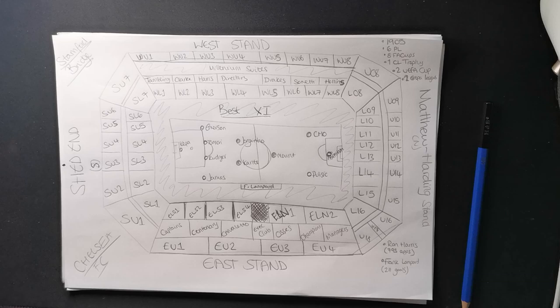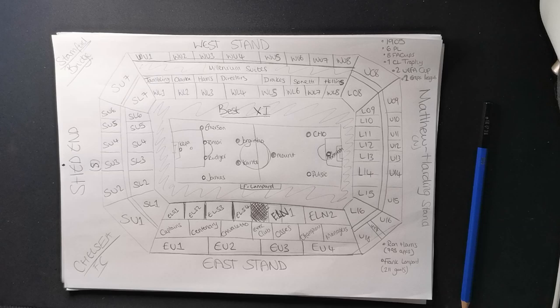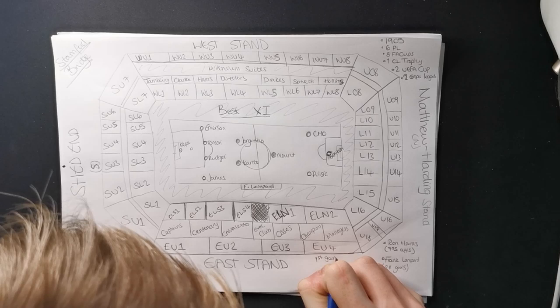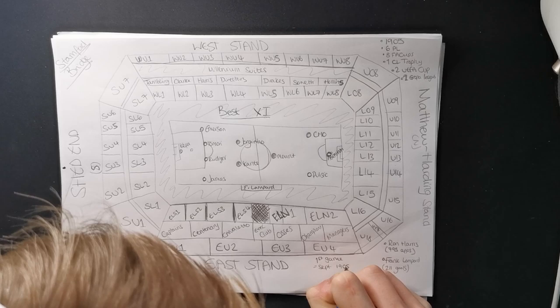When did we first win the league? First league title was in 1955. There we are, Chelsea FC timeline. First game on Stamford Bridge is played in September 1905. So, first game equals September 1905. Clubs promoted to the First Division in 1907.